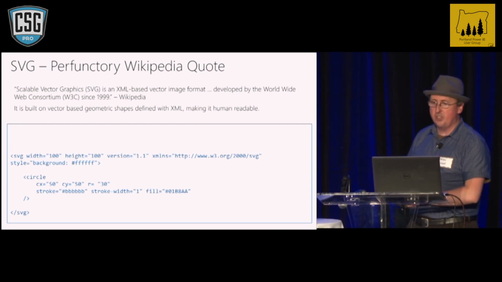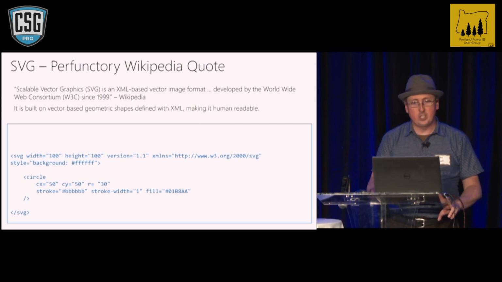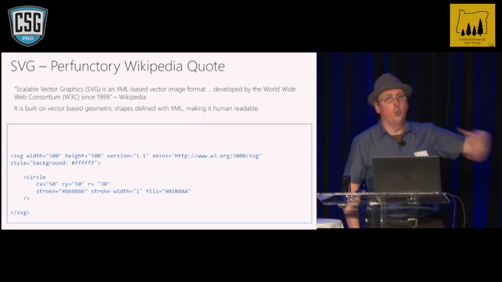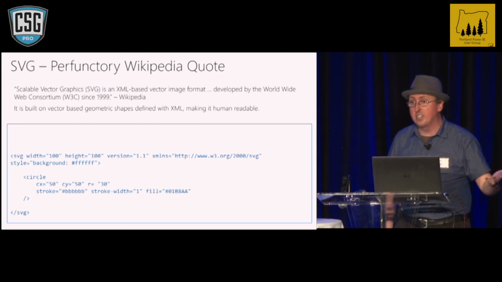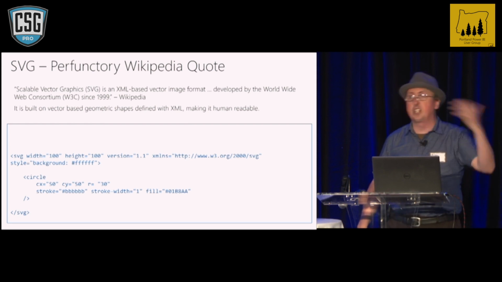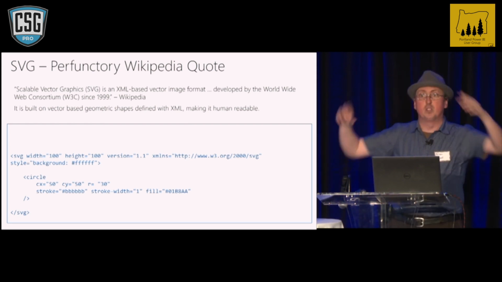That's an XML-based vector image format developed by the World Wide Web Consortium since 1999, according to Wikipedia. What does that really mean? So all this is, it's a way of storing images that isn't pixel-based. Normally when you open up a BMP file or a PNG file or a GIF file or anything like that, the image is stored as a series of pixels or groups of pixels.